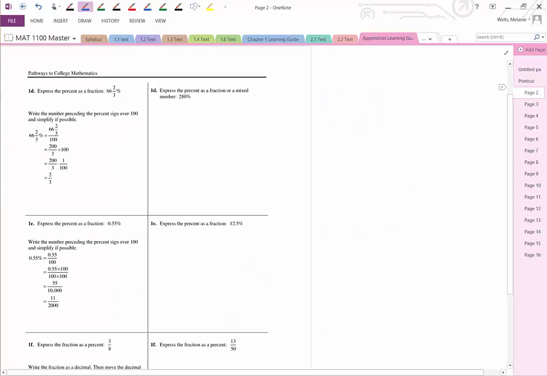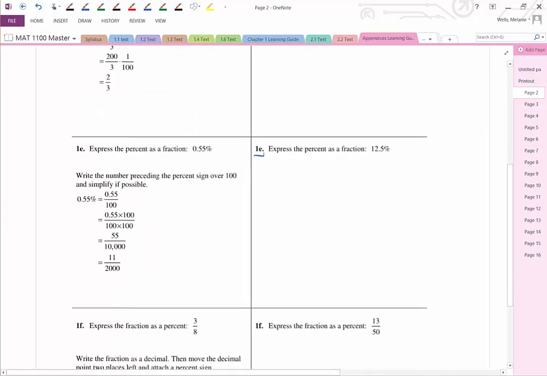Okay, move on to 1D, which we'll omit. We don't really do a lot of work with mixed numbers in this section. Okay, but 1E, we're going to express the percent as a fraction.